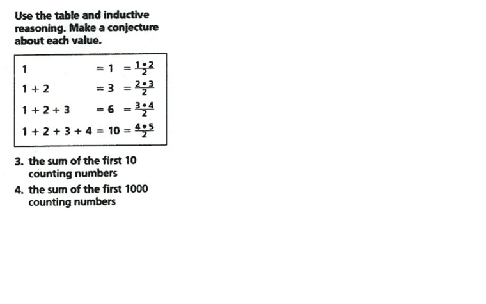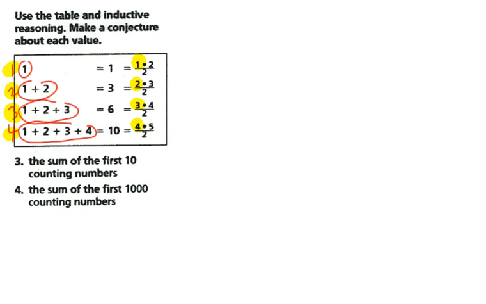Now, number 3 says, what's the sum of the first 10 counting numbers? So right now, this right here would represent 4 numbers, 3, 2, and 1. And what I want you to do is look where that number shows up. This 1 shows up in this position. The 2 shows up in this position. The 3 right here, and the 4 right here. So let's finish this thing off.